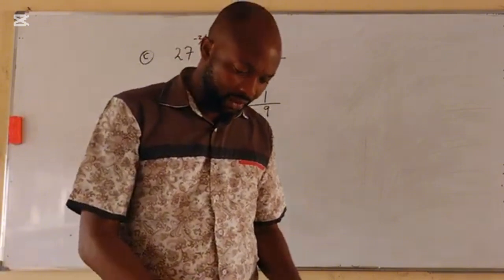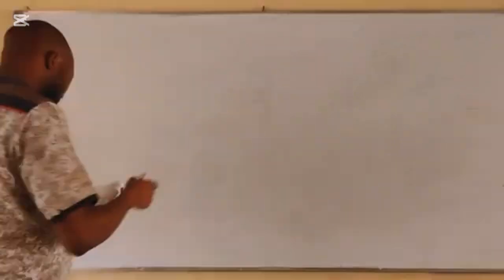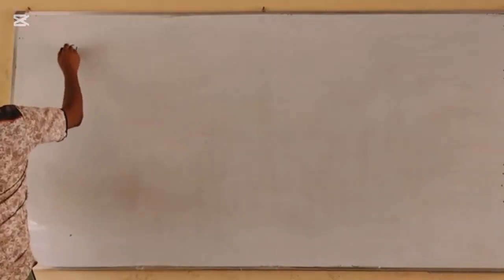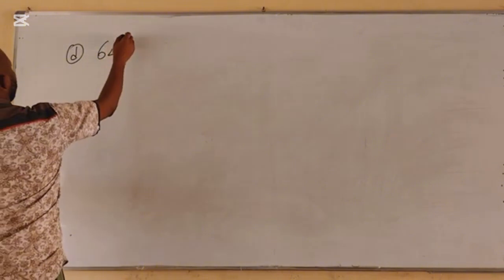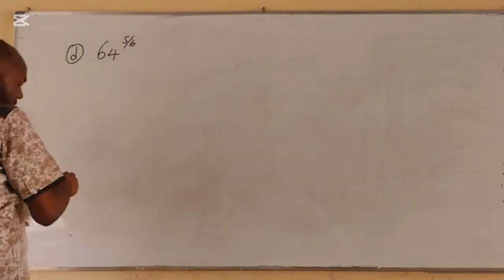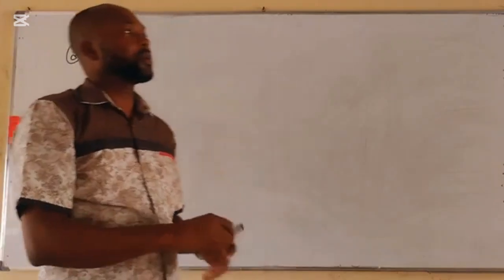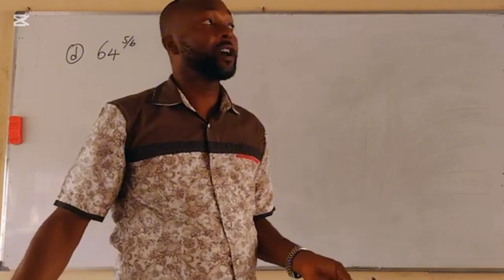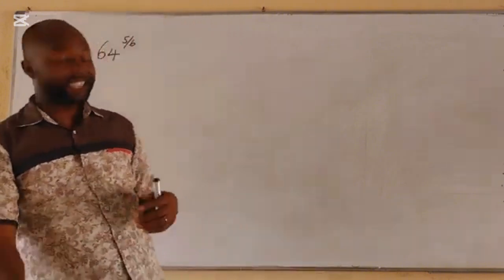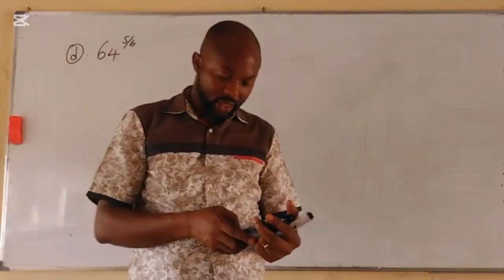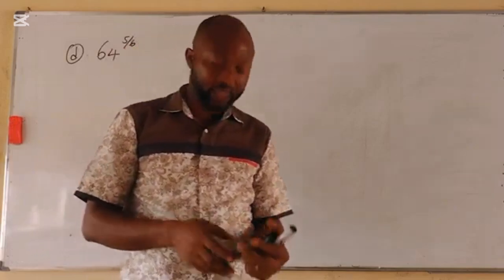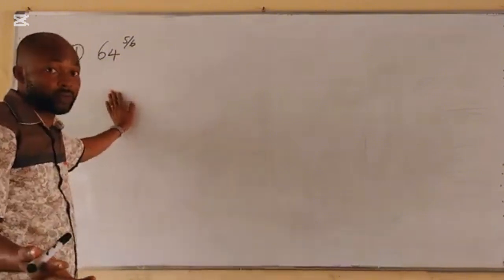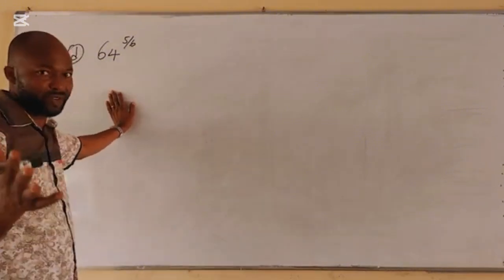Let's take another one. The D says 64 raised to the power 5 over 6. D. 64 raised to the power 5 over 6. So 2 raised to the power 5 is 32. 2 raised to the power 6 should be 64. Let's see, 2 raised to the power 6 is 64. Okay, so this I know is 2 raised to the power 6 using what? Powers law. You see that?